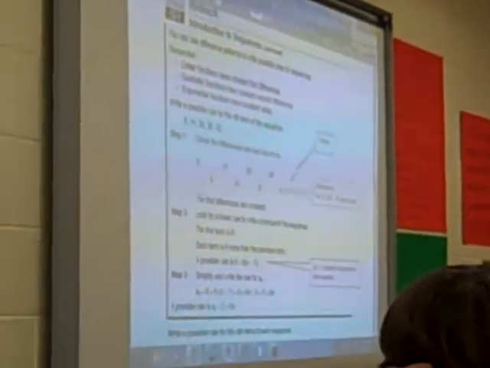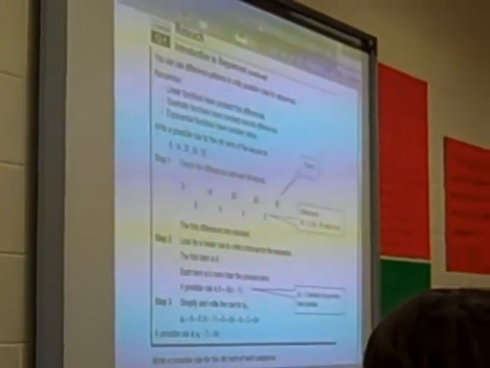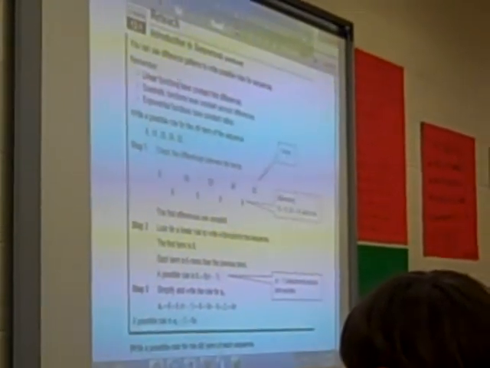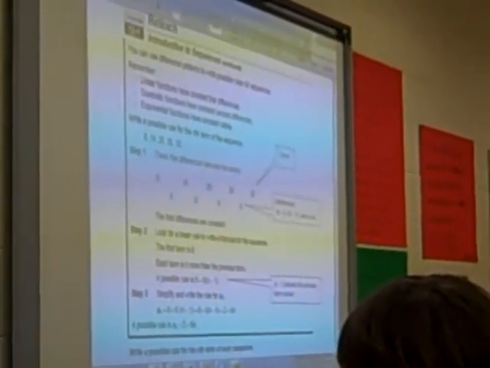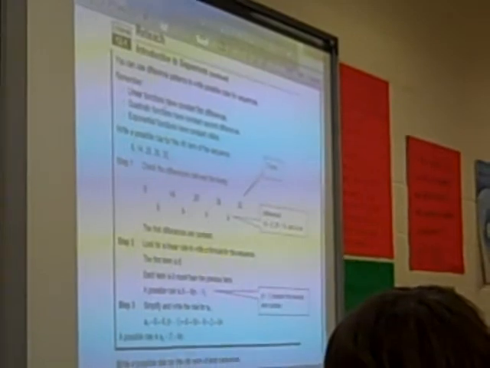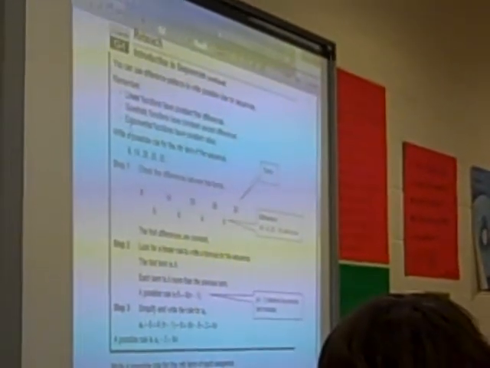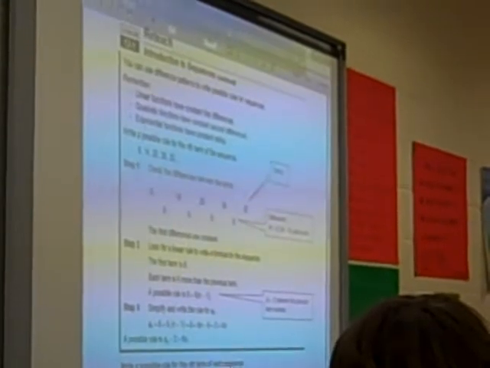You can use difference patterns to write possible rules for your sequences. So remember, we've already talked about differences. If the first differences are constant, it's linear. If the second differences are constant, it's quadratic. And if the ratios are constant, it's exponential. Okay, so take a look here.